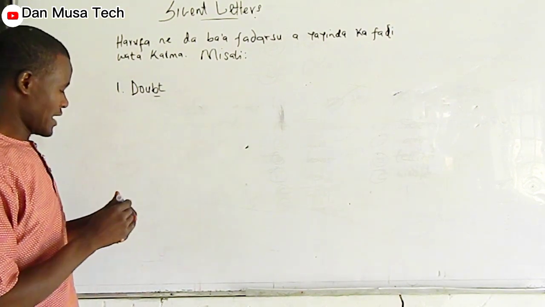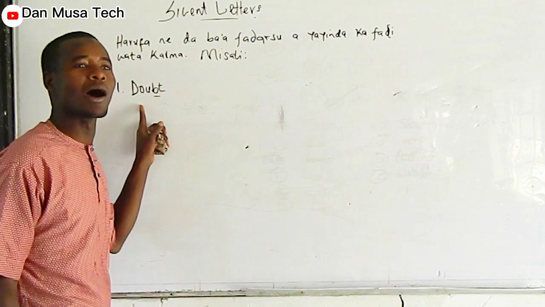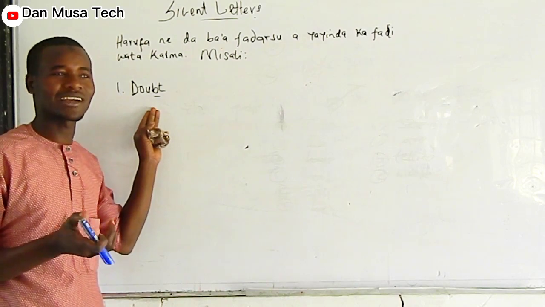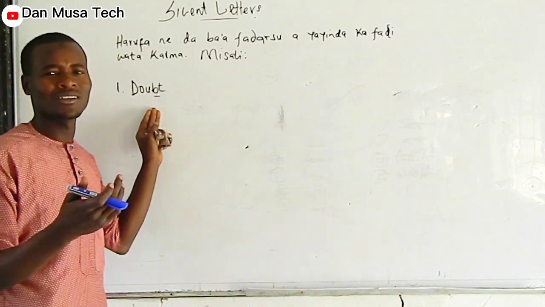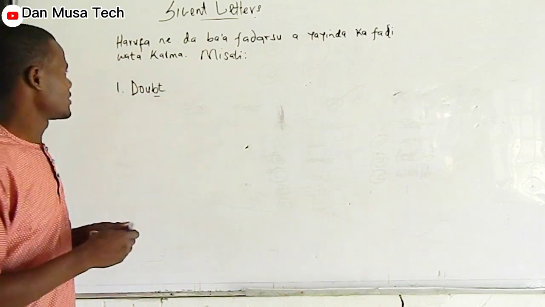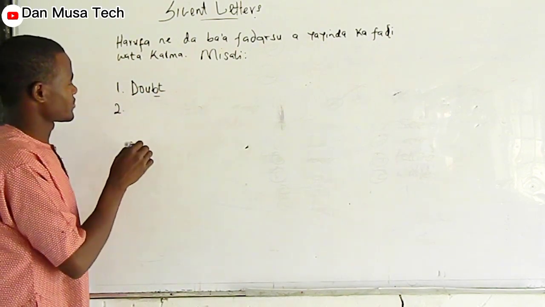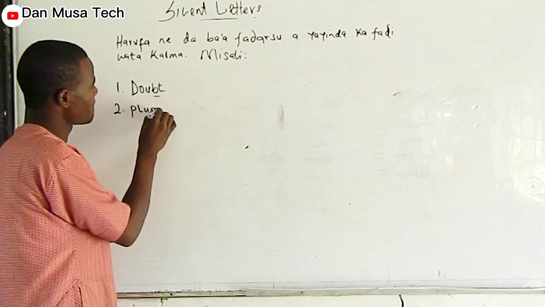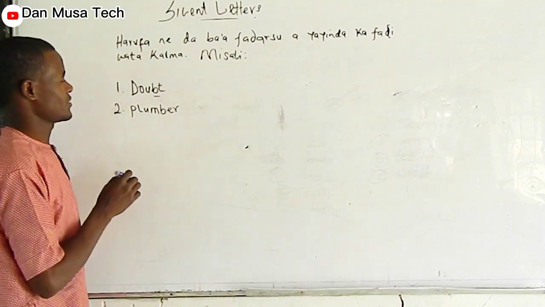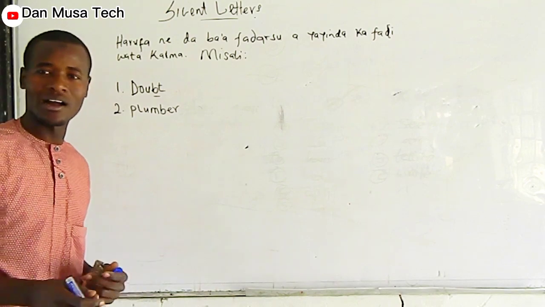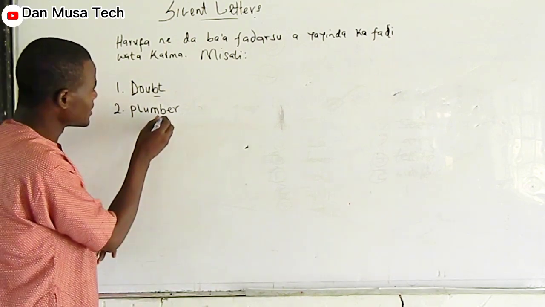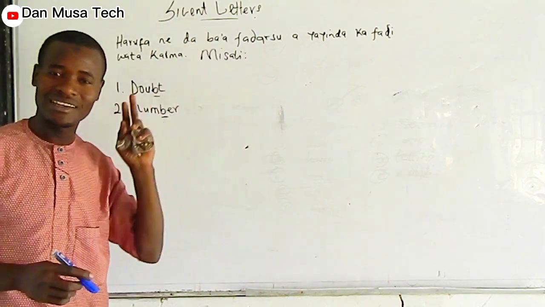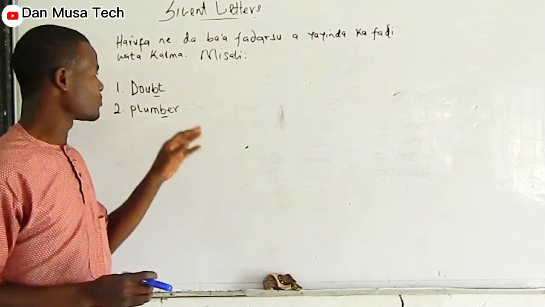Zai zamana ba za ka ce doubt ba. Idan ka ce doubt, me kake nufi kenan? Ai ba za a gane ba. So doubt, ba a faɗin wannan B ɗin. Number two, plumber, P-L-U-M-B-E-R. Kagani anan ba za mu ce plumber ba, sai dai mu ce plumer. Wannan B ɗin anan ba a furta ta. Ana kiran su da silent letters a Turanci.